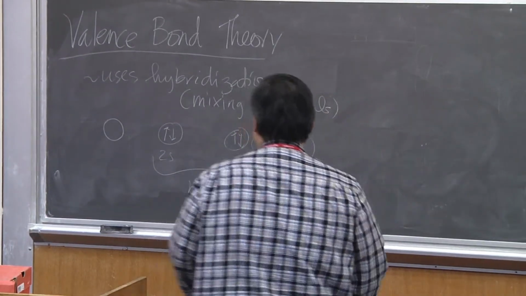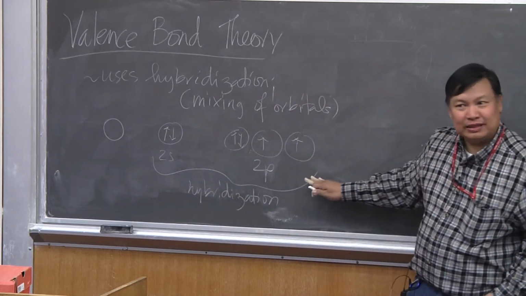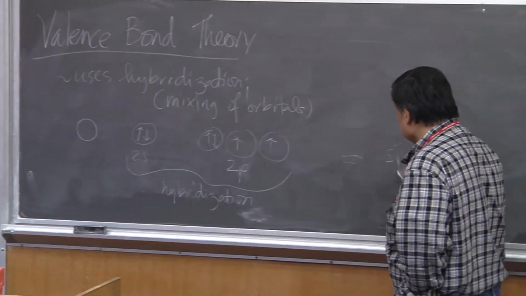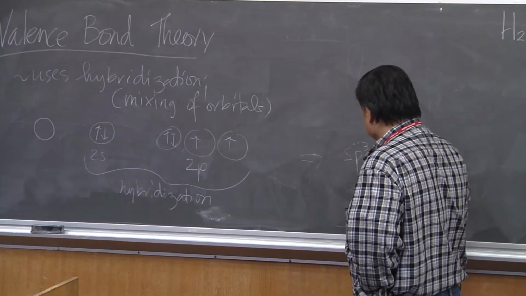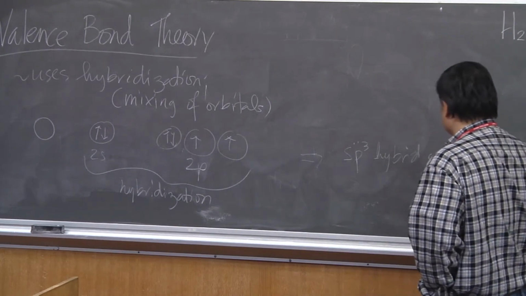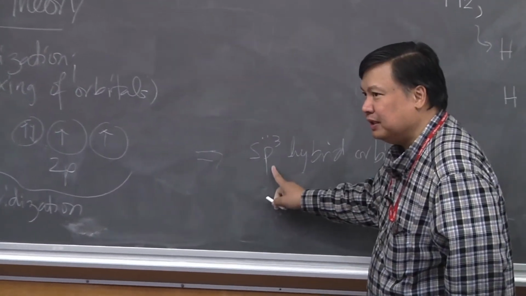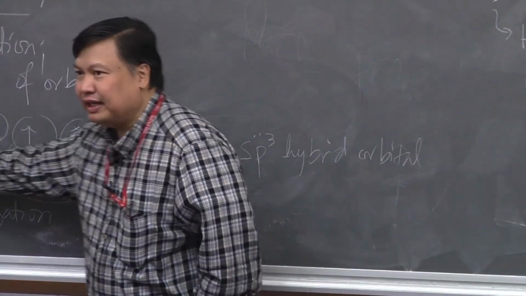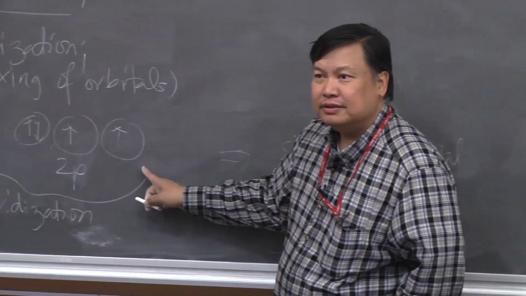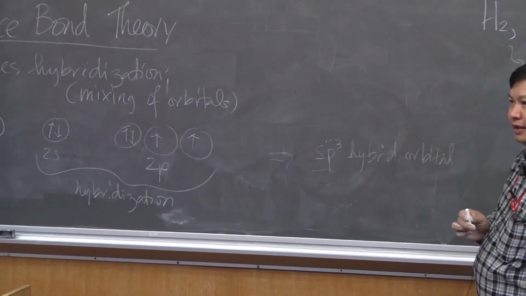Okay, all right. Whatever. So you mix an s with the p's, what comes out is what they call an sp3 hybrid orbital. And it's easy to follow. How did I know it was called sp3? Because I used one of the s's and three of the p orbitals. Okay? So that's why we call it an sp3.